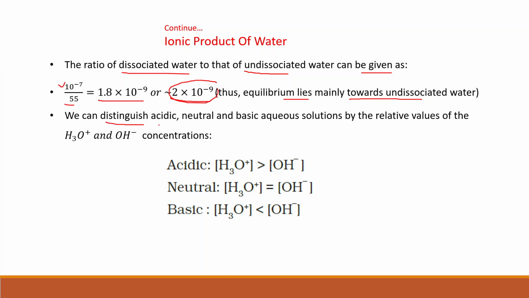We can distinguish acidic, neutral, and basic aqueous solutions by the relative values of hydronium ion and OH minus ion concentration. If the concentration of hydrogen ion is greater than the concentration of hydroxyl ion, the solution is acidic in nature. If the concentration of hydronium ion is equal to the concentration of hydroxyl ion, that is neutral. And if the concentration of hydronium ion is less than the concentration of hydroxyl ion, that solution is basic in nature.